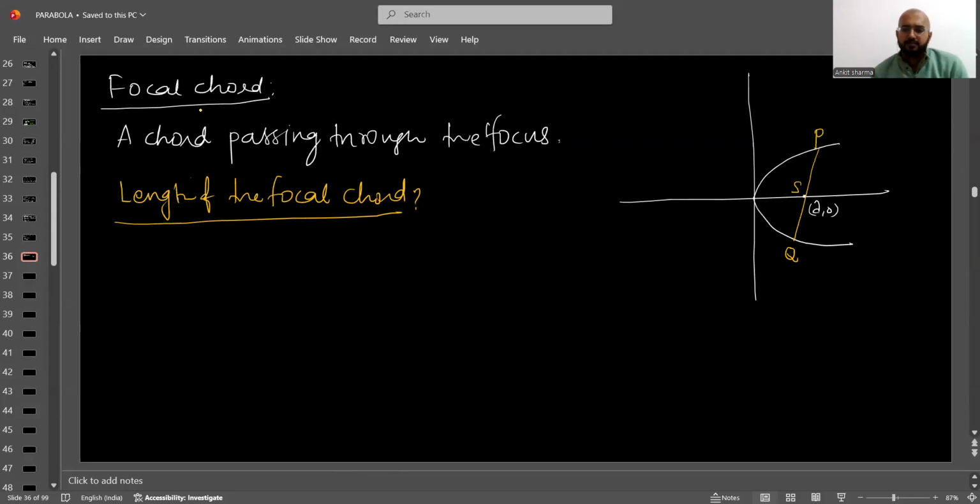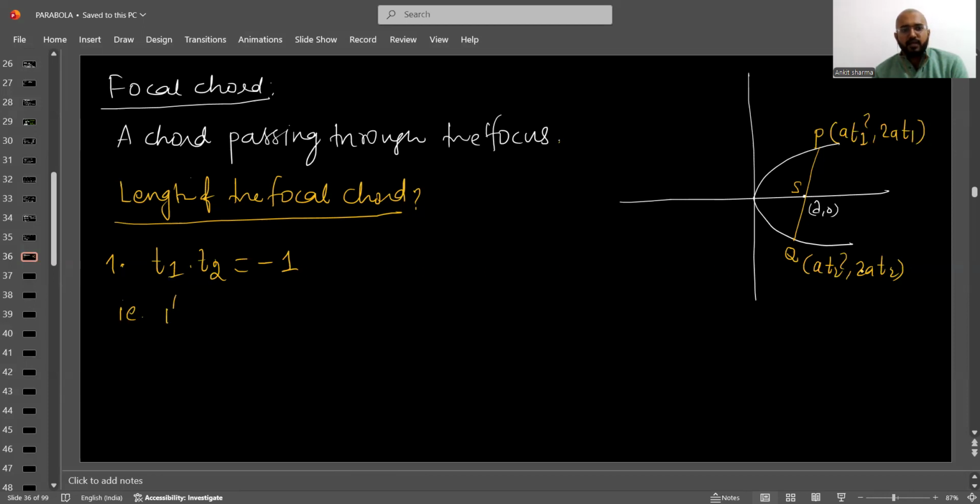Now let's see. To find the length of the focal chord, I'll prove one of the important results: if the P coordinate is (a t1 square, 2a t1) and the Q coordinate is say (a t2 square, 2a t2), then I'll establish that t1 into t2 is equal to -1. This is a very important result. What are we saying? That if we know the coordinates (a t1 square, 2a t1) and (a t2 square, 2a t2), then t1 into t2 is -1.